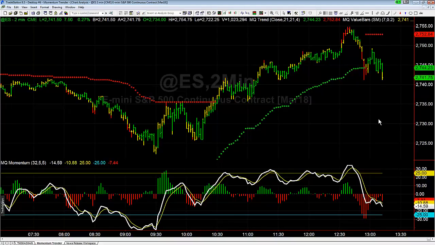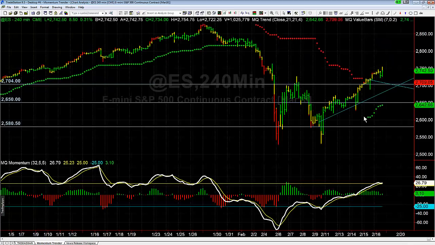All right, so this is just a really simple strategy and it can be used on any time frame for timing entries. So let me show you what I mean here. Let's go back to the 240-minute price chart, for example. Here's your 240-minute price chart.